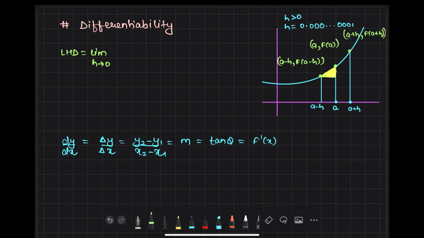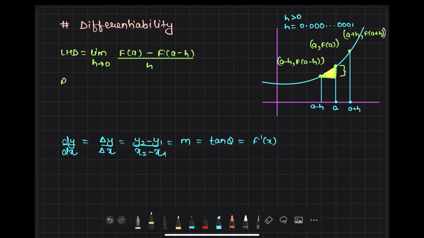Now you know that it is tan theta. Tan theta means perpendicular by base. Can you tell me this length? Can I say it is final minus initial? So it is change in y, f of a minus f of a minus h, by h, that is, final a minus initial a minus h. So you can write the denominator as h. Okay, so this is your LHD.